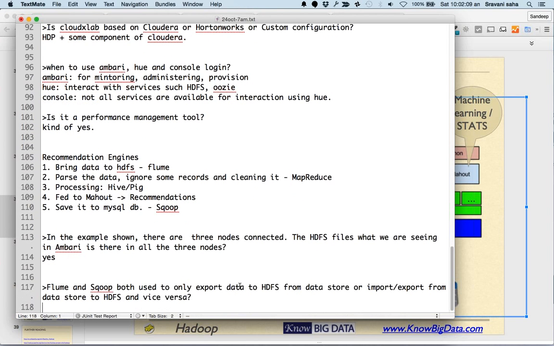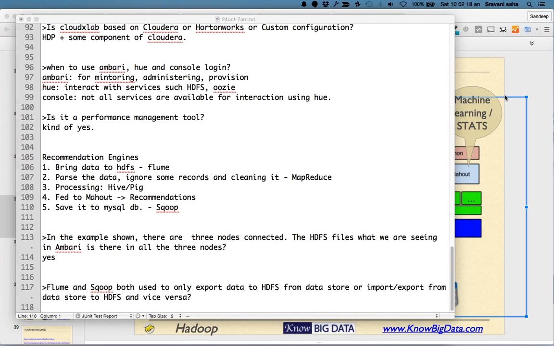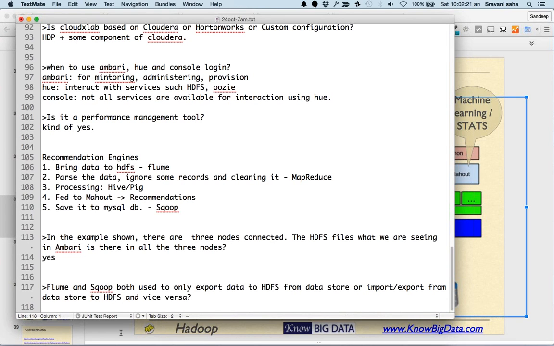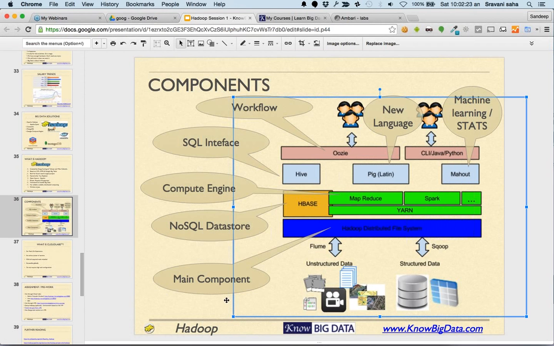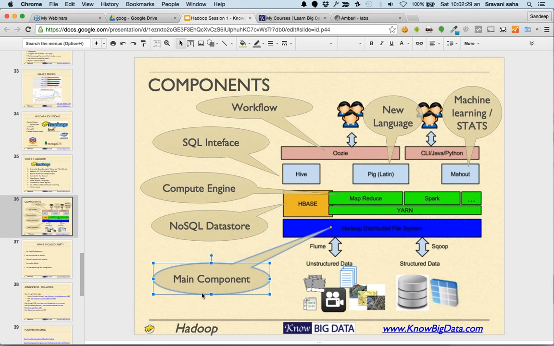Pankaj's question is, Flume and Sqoop both are used only to export data to HDFS, or import and export from data store, both import as well as export. Okay, so these tools are for both. You see the direction of the arrows is both. All right.